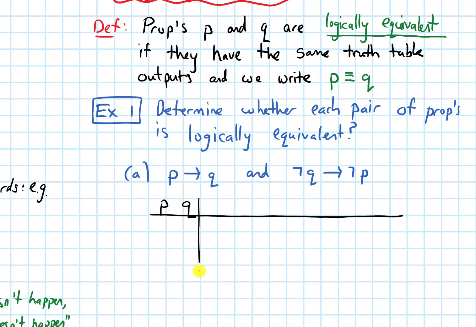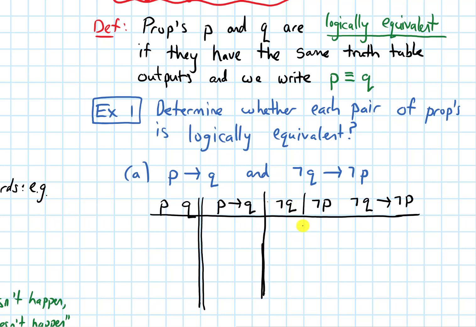So I'm going to set up P and Q, and let's do a double vertical line, and on the right hand side I can set up P implies Q. I'll build up one of these propositions, and let's also build up the other one. For that one, I'll need to write not Q, not P, and then once I have those, I'll be able to build not Q implies not P. Let's separate each of these with a vertical line.